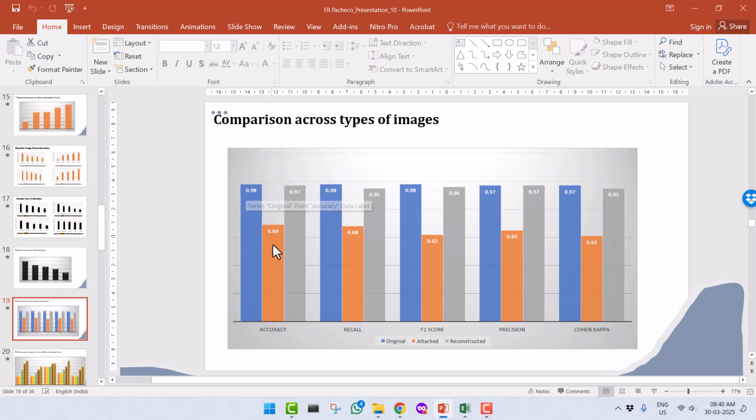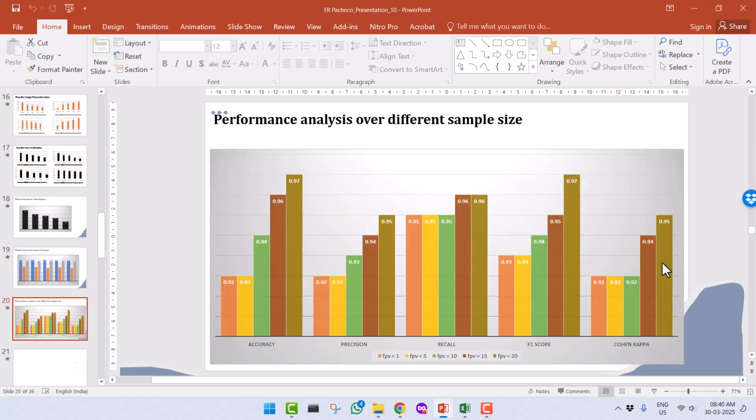We can see that the orange bar is slightly lower, and that's very obvious because it is a noisy or attacked image, and there is a high chance that the model will misclassify such images. But once we reconstruct it using our proposed model, we can see that the recognition accuracy is almost as high as the original one, right? It is slightly lower, but it is still quite acceptable performance. So our model stands out in that case as well.